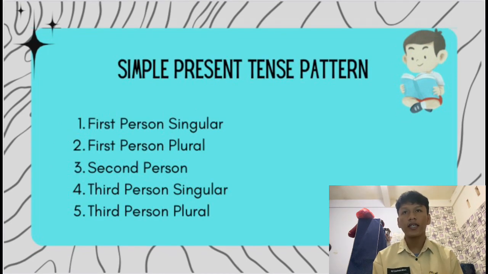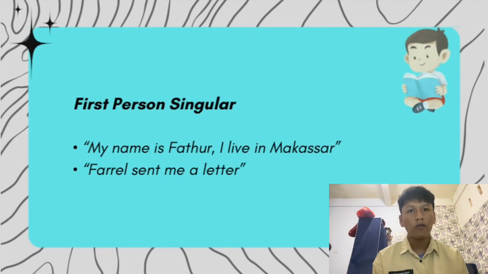So the next is simple present tense pattern. The first one is first person singular, the second is first person plural, the third is second person, the fourth is third person singular, and the last one is third person plural. So I will explain one by one. So the first is first person singular. First person is the first person point of view. In this case, it points to the speaker or the author or writer.